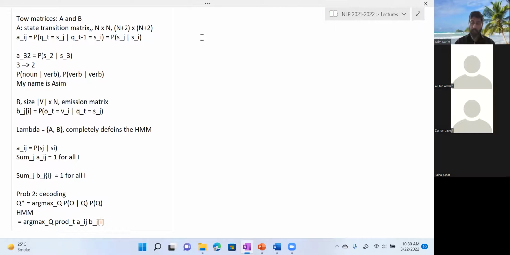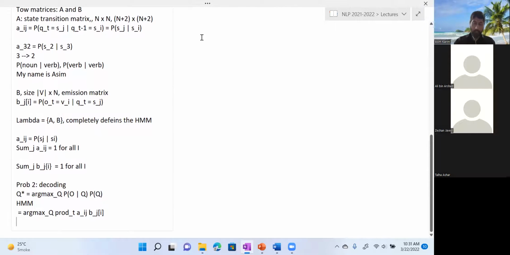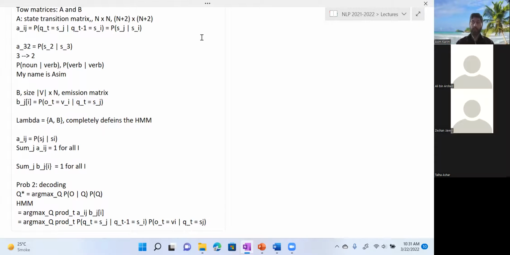And this is for a particular t. So actually it is much better to write it in that form. So it is equal to argmax over Q, and then of course you have the product over t, of the probability that Qt is equal to Sj given Qt minus 1 is equal to Si, and then the probability of Ot equal to Vi given Qt is equal to Sj. So this is what we have written above using A and B.